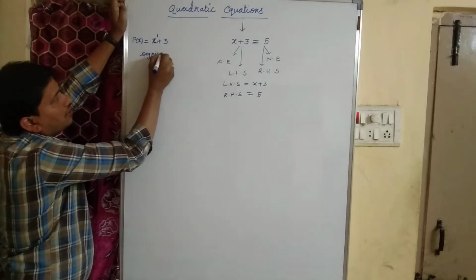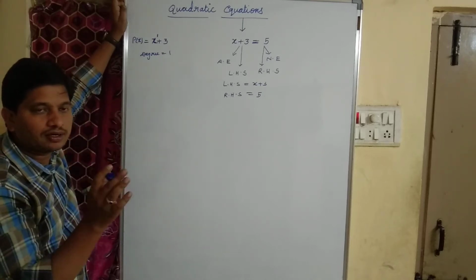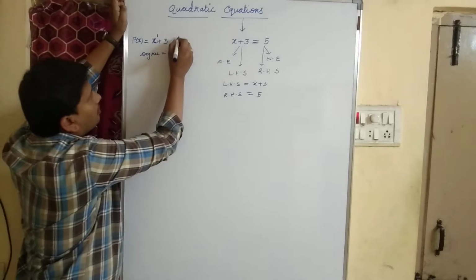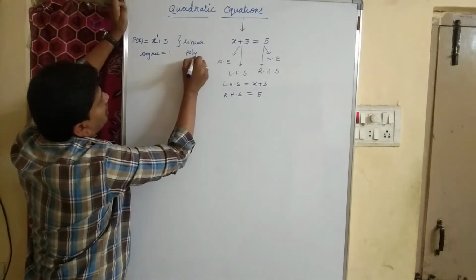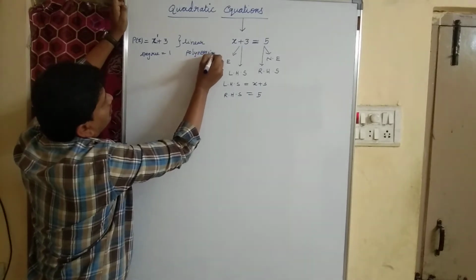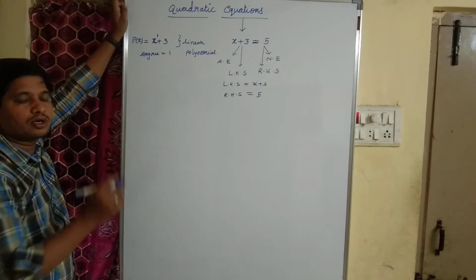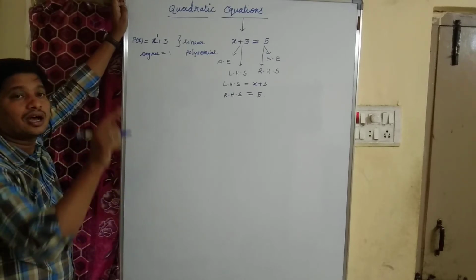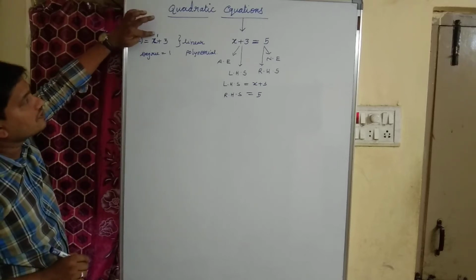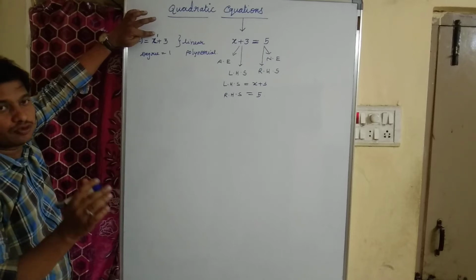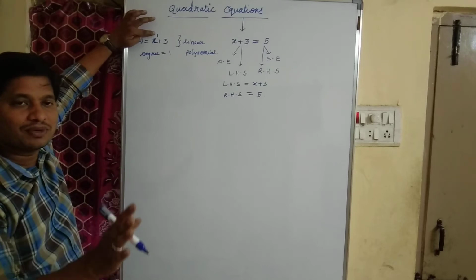So degree equal to what? 1. If the degree of the polynomial is 1, that is called a linear polynomial. Okay children? What do you mean by degree? The highest power. As the variable involved is x here, whose power is 1, hence degree equal to 1. If the degree of the polynomial is 1, that is called a linear polynomial.